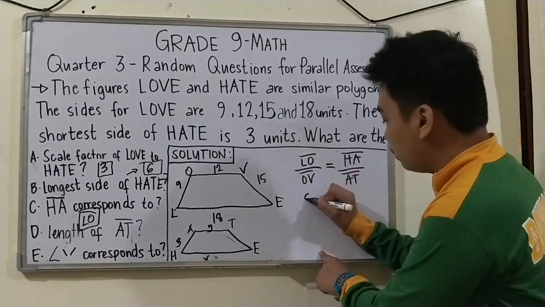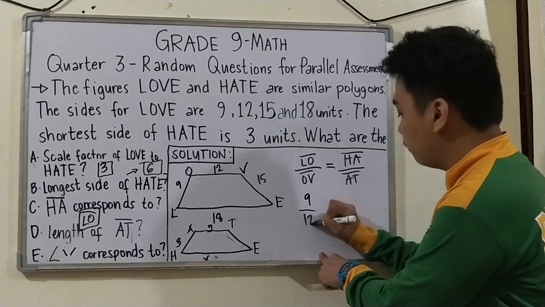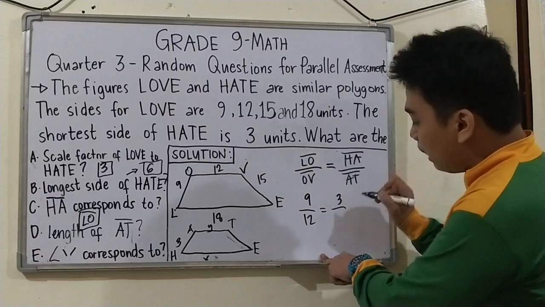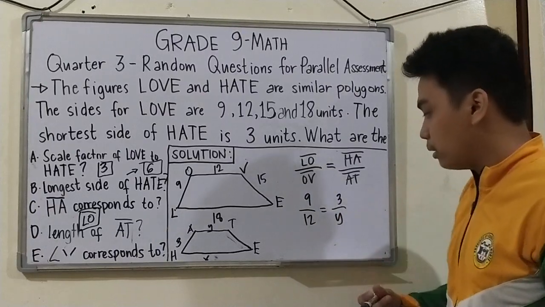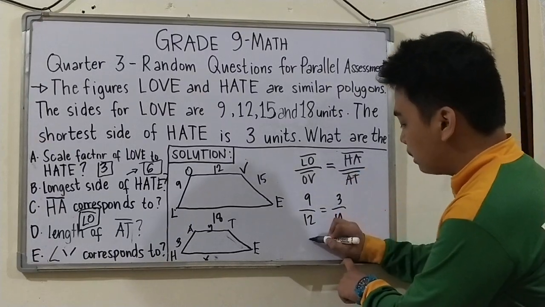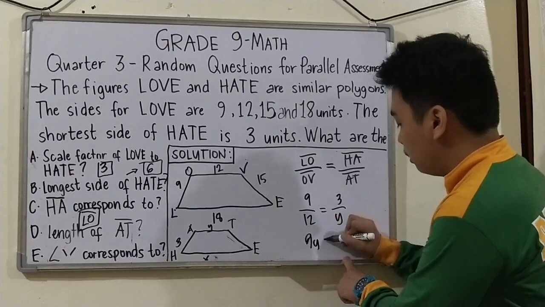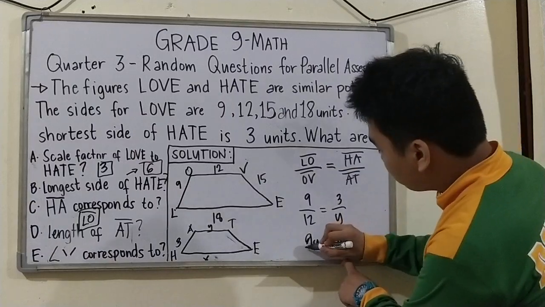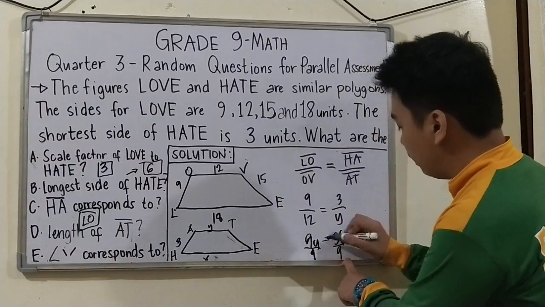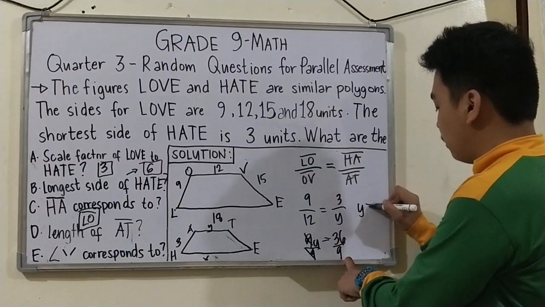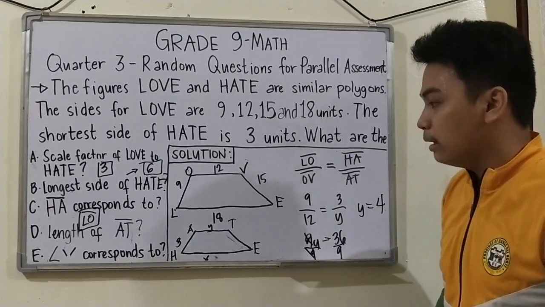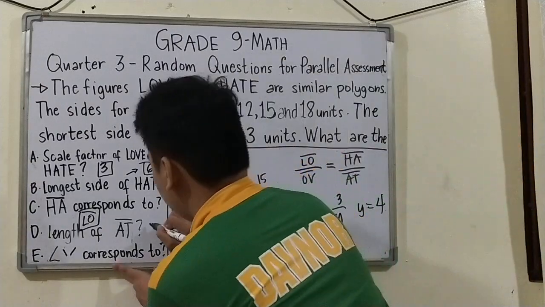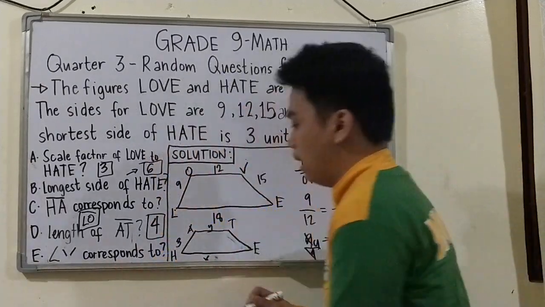So LO is equal to 9, OV is equal to 12, while side HA is equal to 3, and AT is equal to Y. So by cross multiplication, 9 times Y is equal to 9Y. 3 times 12, that is equal to 36, and dividing both sides by 9 to find the value of Y, so we have Y is equal to 4. So that means that the length of side AT is equal to 4 units. So we have here 4 units as the answer.